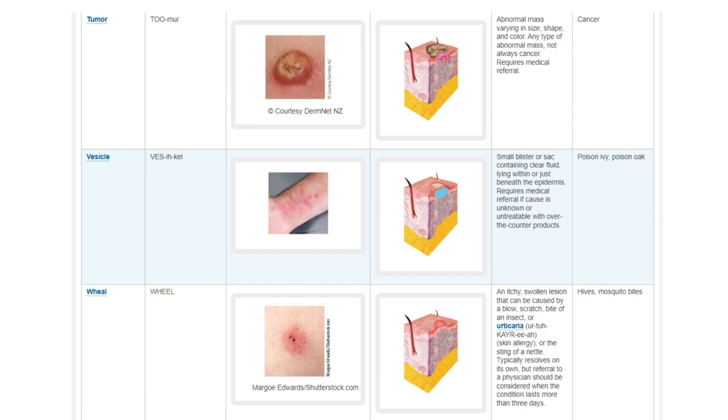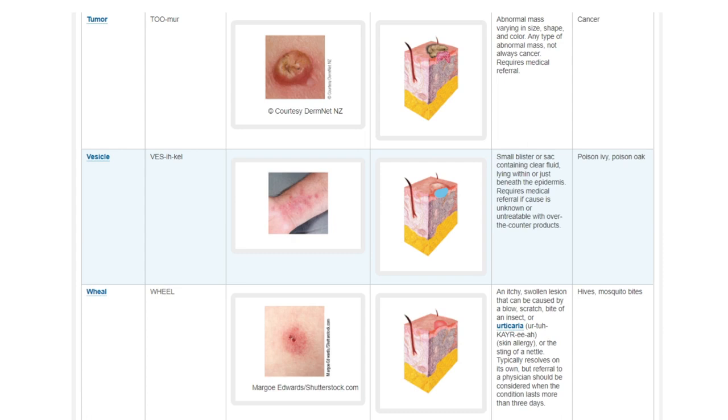Primary lesion, vesicle. Description: small blister or sac containing clear fluid, lying within or just beneath the epidermis. Requires medical referral if cause is unknown or untreatable with over-the-counter products. Example: poison ivy, poison oak.